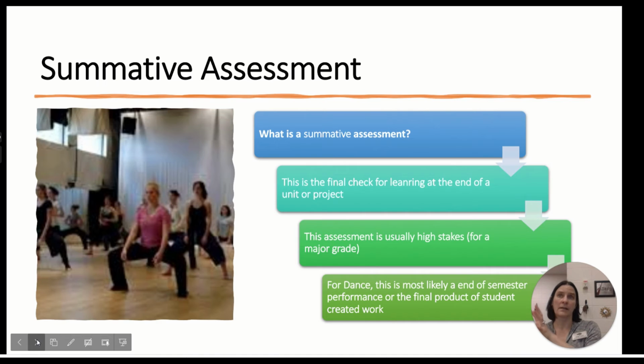I have an end of semester show each year, and so those are my summative assessments and my grades that go in the grade book for those. I will say though, for my end of semester summative assessment, I guess I use my performance as one.